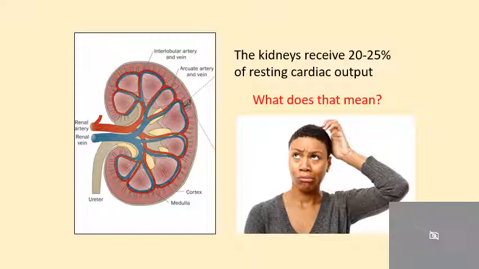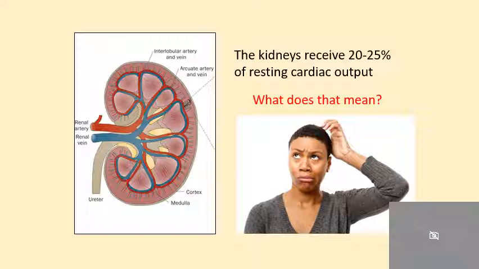Your kidneys filter blood and take waste products and incorporate them into urine. So your kidneys modify the composition of your blood, and to do that, they require a hefty blood flow. Your kidneys receive between 20 and 25% of your resting cardiac output.